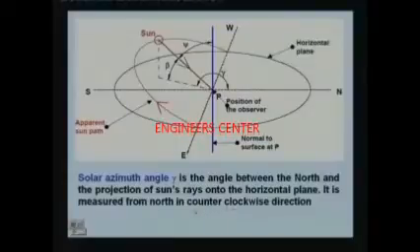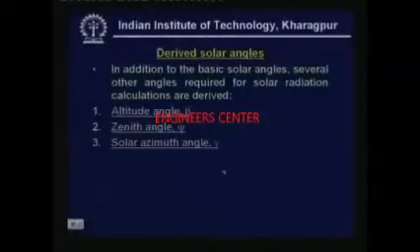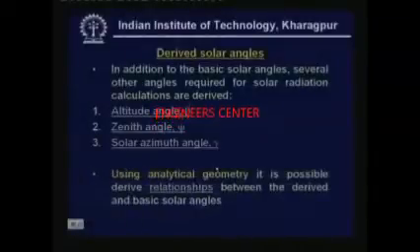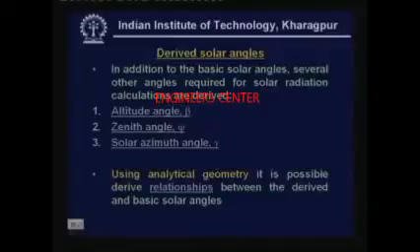In this particular lecture I am following the convention of measuring it from the north in the counterclockwise direction. So, this is the solar azimuth angle gamma. Now, using analytical geometry, it is possible to derive relationships between derived and basic solar angles. This is important, the relationships between various angles.